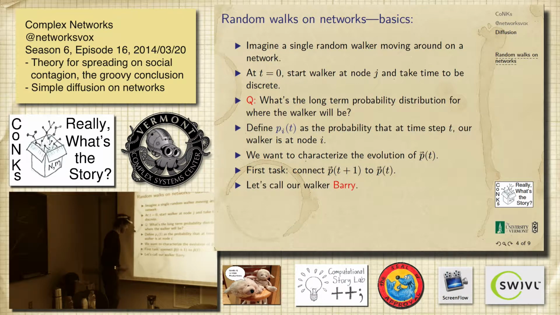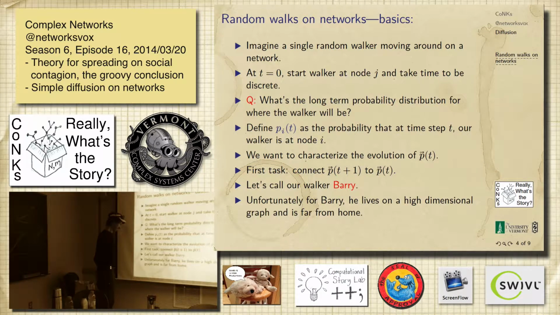Okay, we have Barry. Barry is a good Australian one, actually. So he's far from home. He's on a high-dimensional graph, and he is completely drunk. Okay, so this is a bad situation for Barry.